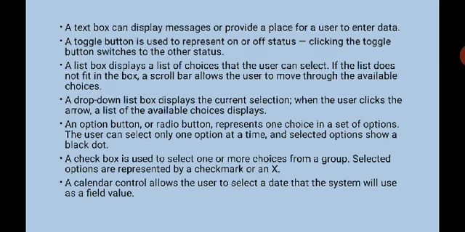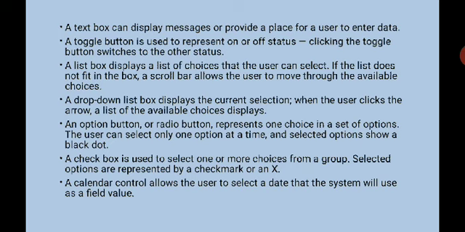Okay. Now a text box. Where have you seen a text box? Whenever you open Gmail, you always see a space wherein you can write. You are given space to write your mail ID and space to write your password, right? And whenever you fill forms, you are given boxes in which you can type. So all these are text boxes. They display messages and provide a place for a user to enter data. A toggle button is used to represent on or off status. Clicking the toggle button switches to the other status.